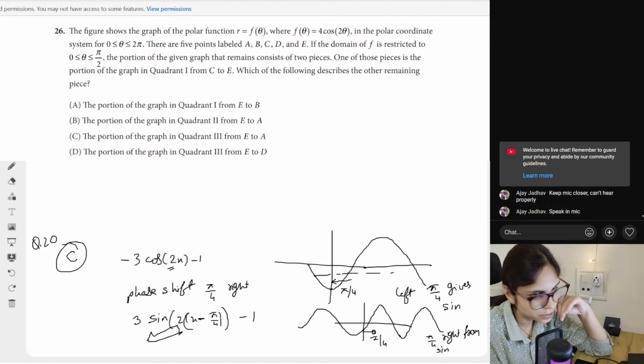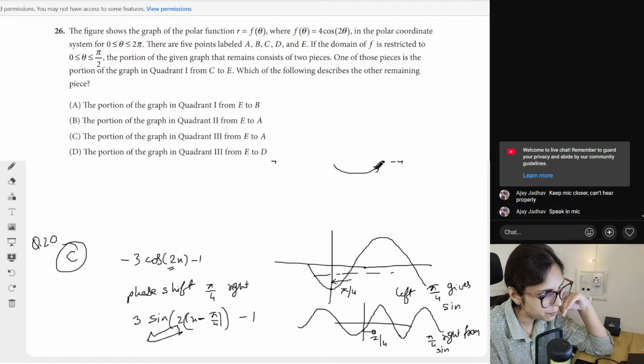4 cosine 2 theta. So now we'll take 0, pi over 4 and pi over 2 as the theta values. So cosine 0 is 1, so this will be 4. Pi over 4 times 2 is pi over 2. So 4 cosine pi over 2, this will be 0. And now at pi over 2, this will become 4 cosine pi. And cosine pi is negative 1, so you will get negative 4.